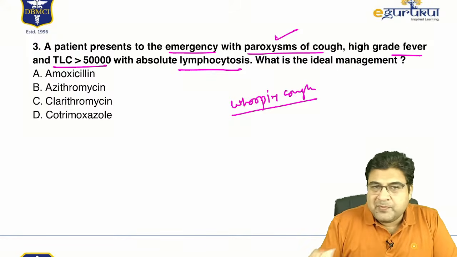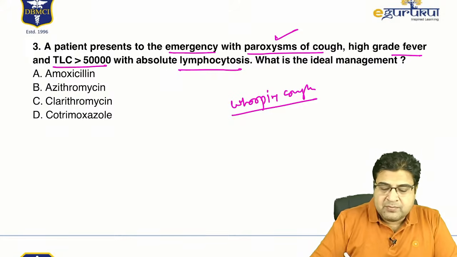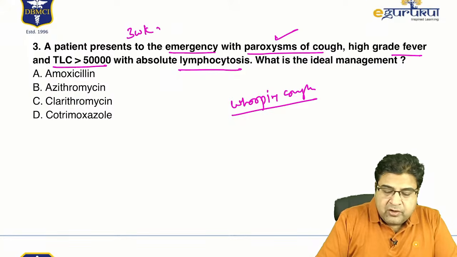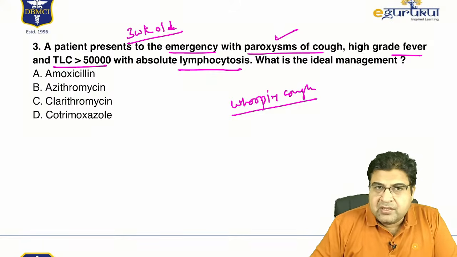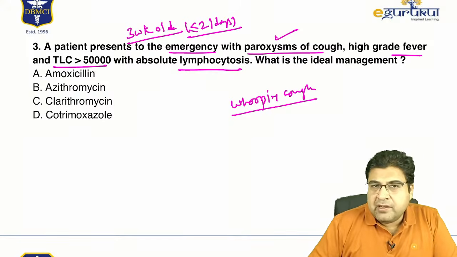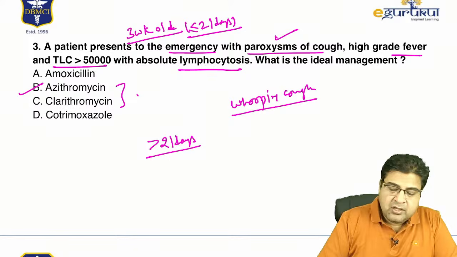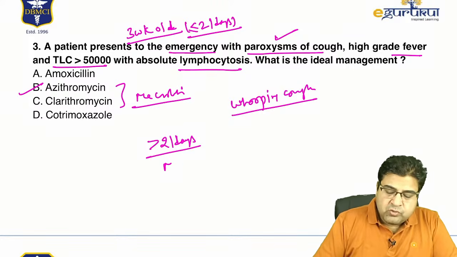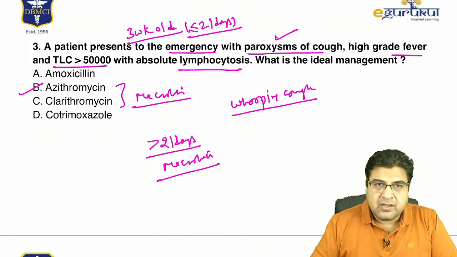Now, the best medicines for whooping cough are macrolides. If I remember this question, the students told me they particularly mentioned a 3-week-old baby. If the question says the baby is less than or equal to 21 days of age, then azithromycin is the drug that is safe. But if the age is given as more than 21 days, you can mark any of the medicines, because azithromycin and clarithromycin are both macrolides. Here you will mark azithromycin as per my memory.